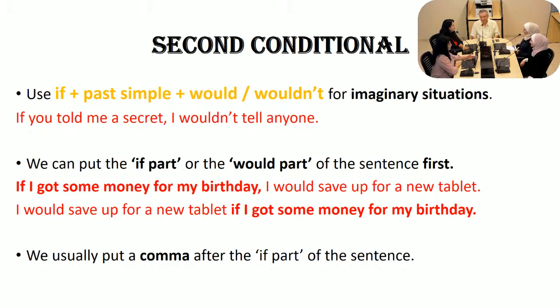Now, if you told me a secret, I wouldn't tell anyone. As you can see, dear students, I wouldn't tell anyone. If here is the word we use to express the conditional sentence. Told is the verb in simple past, and here for the tense agreement we have to use would, not will, because told is simple past, would is also past. Tell after would is the zero form of the verb, anyone.